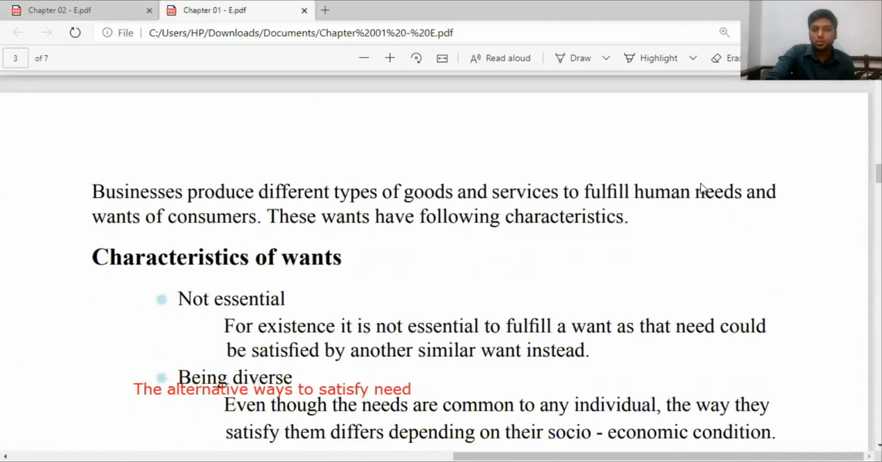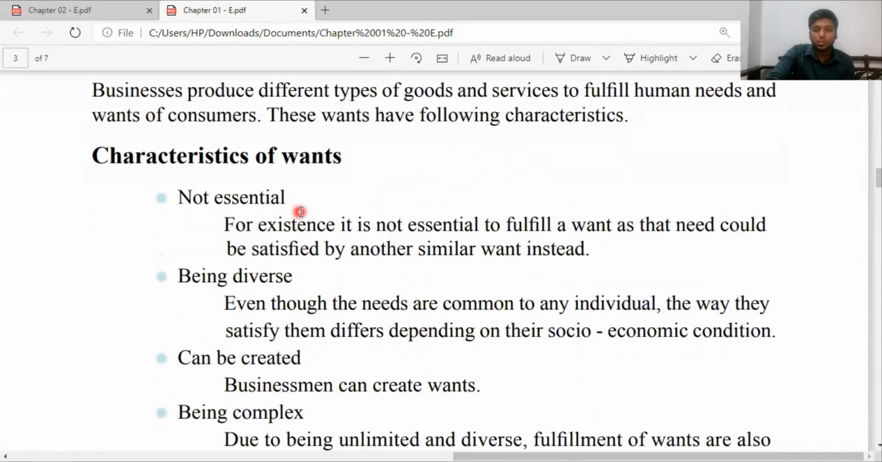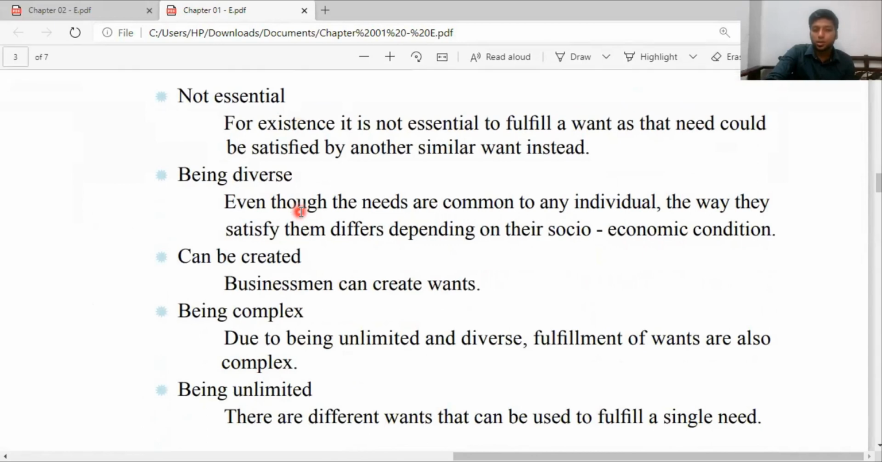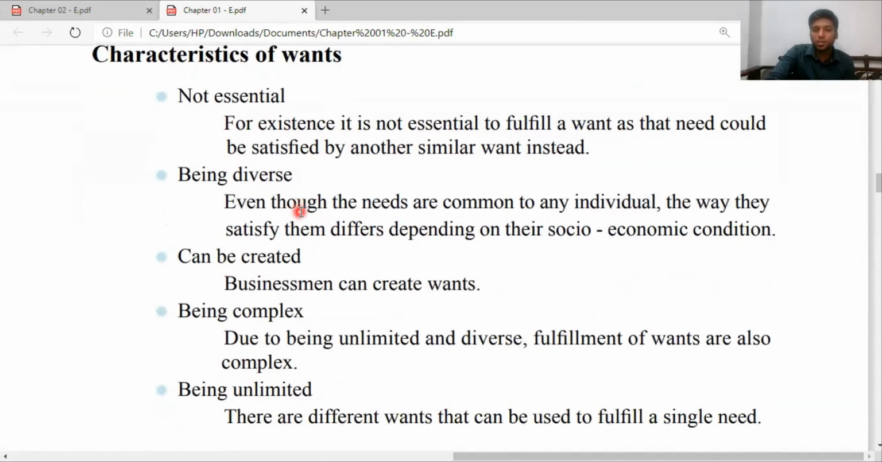So I explained these things. Businesses produce different types of goods and services to fulfill the human needs and wants of consumers. These wants have the characteristics we spoke about now. Not essential, not common. It's very wide. Being diverse, because even though needs are common to any individual, the way they satisfy them differs depending on the socio-economic condition.